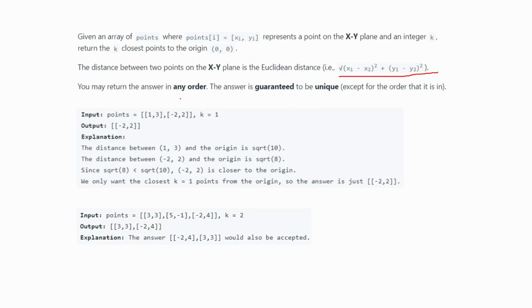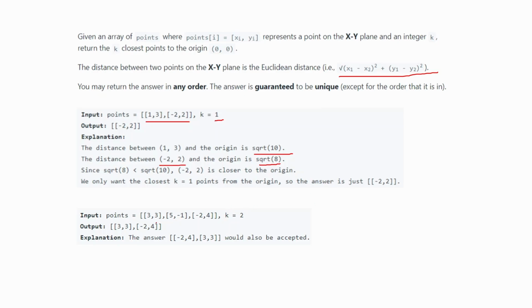And here we are given the liberty that we can return the answer in any order. We just have to make sure that the k closest points are being returned. Let's see some examples. Here it says [1,3] and [-2,2], and from these 2 points we'll have to find the closest one. So the distance of [1,3] from the origin is square root of 10, and that of [-2,2] is square root of 8. Since square root of 8 is closer to the origin than square root of 10, [-2,2] will be our answer.